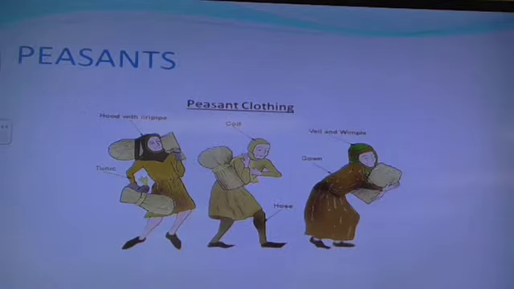This is called a hood with a liripipe. This little thing here, that's the hood. This thing here is called a what? Tunic. Okay? Now, see where the tunic comes down to? To the knees, looks like a what? Looks like a dress, doesn't it?